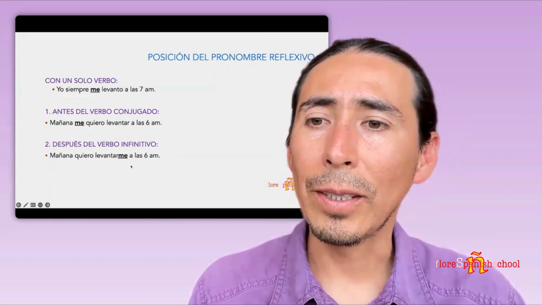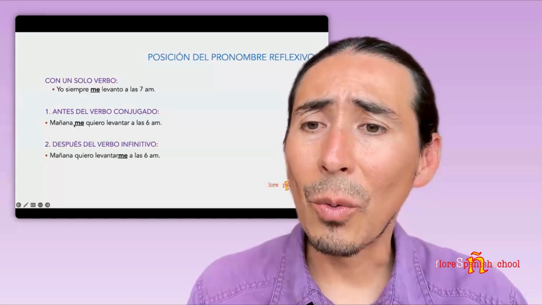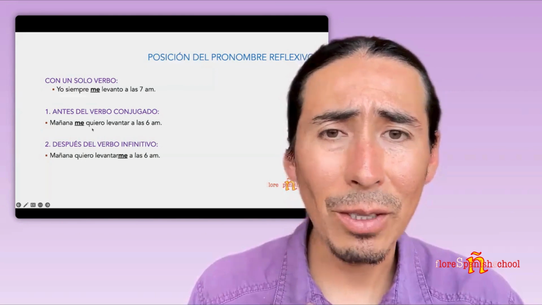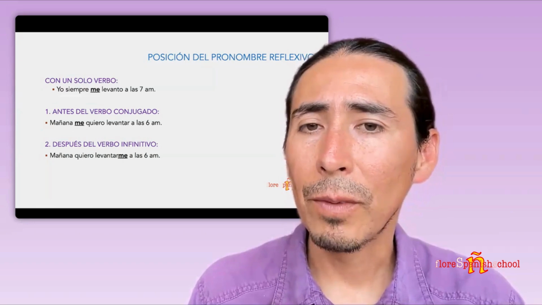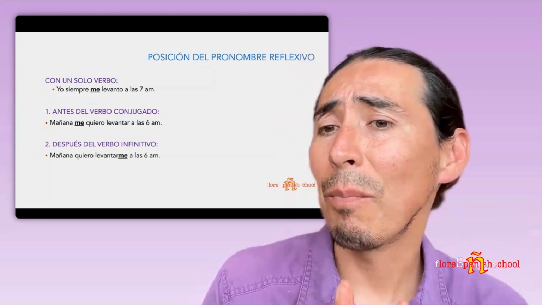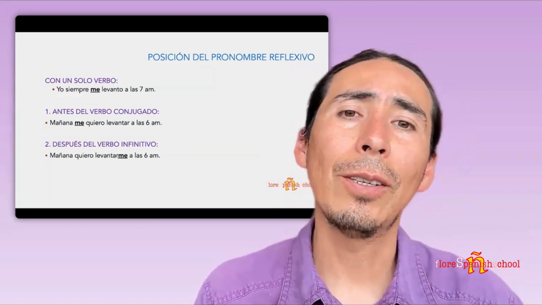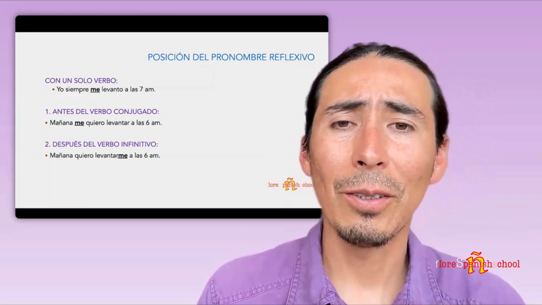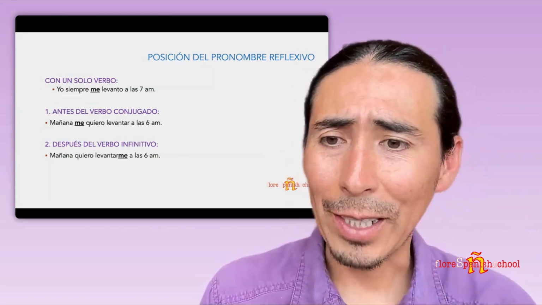Something really important: the pronombre reflexivo will never be between the two verbs. Never, never. So it's impossible to say mañana quiero me levantar. Or also you cannot do it twice. It's impossible to say mañana me quiero levantarme a las 6 a.m. Maybe you heard that one on the street. Sometimes Spanish speakers talk like that, but grammatically it is incorrect.